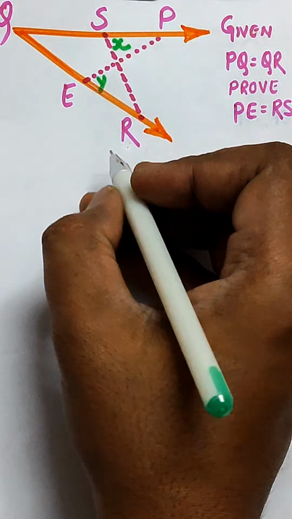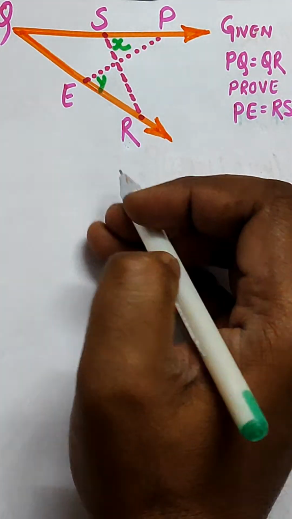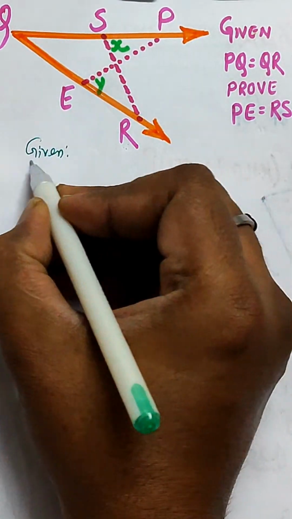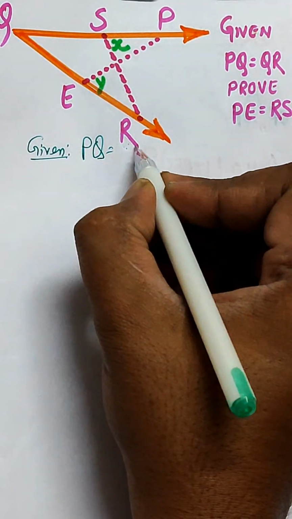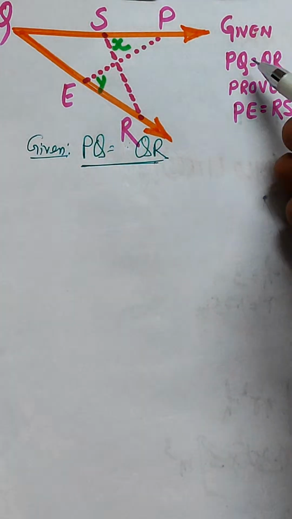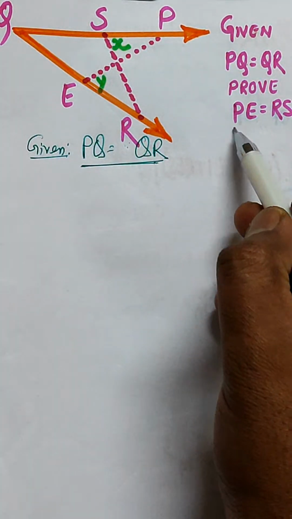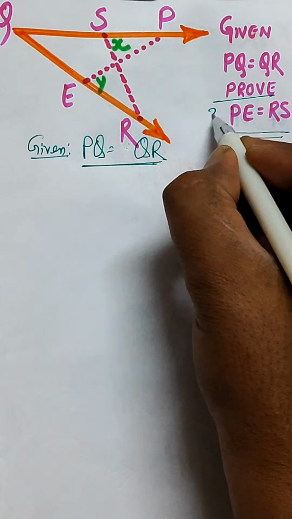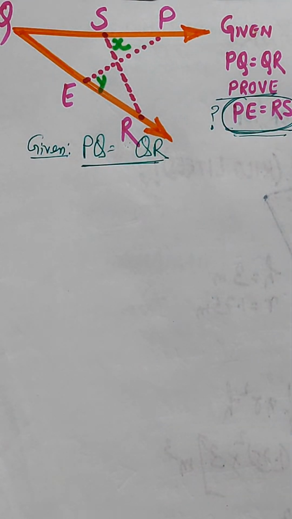So what are the data which are given in this question? The first data is PQ is equal to QR, right? It's given. PQ equal to QR. This is one of the data which is given to you. The same, and we need to prove PE equal to RS. This is to prove. How we will be proving it? Let us see. PE equal to RS, right?